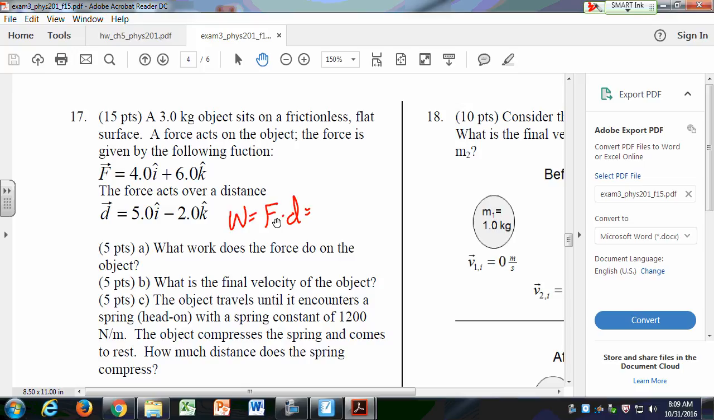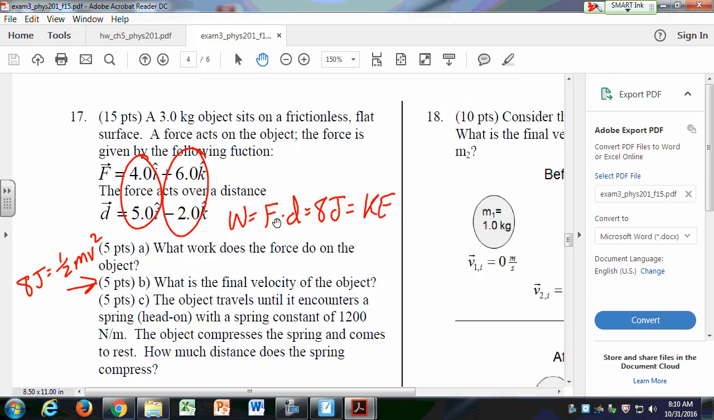That would be 20 minus 12. That would be 8 joules. Look, I multiplied these two numbers, I multiplied these two numbers, and I added them up. So I have 8 joules there, 4 times 5 minus 6 times 2. That energy now becomes kinetic energy. So for part B, I'd say 8 joules equals 1/2 mv squared, and solve that for V.